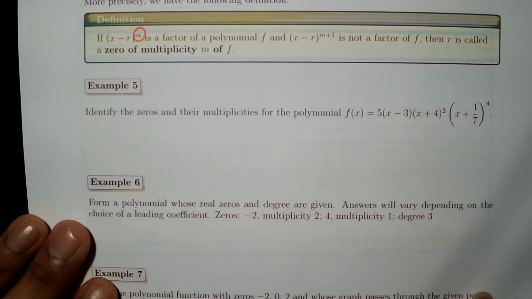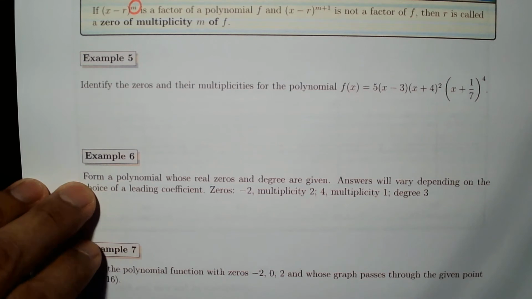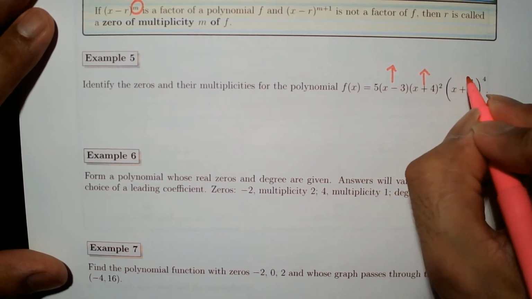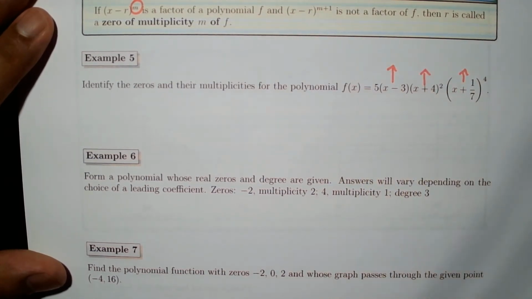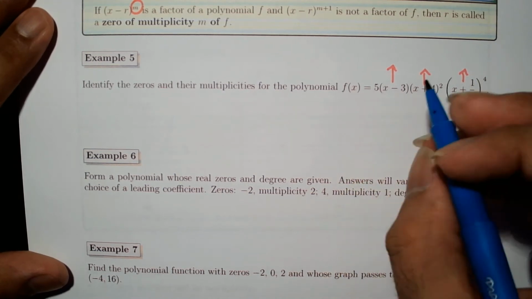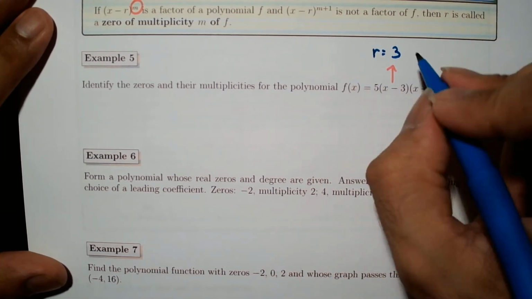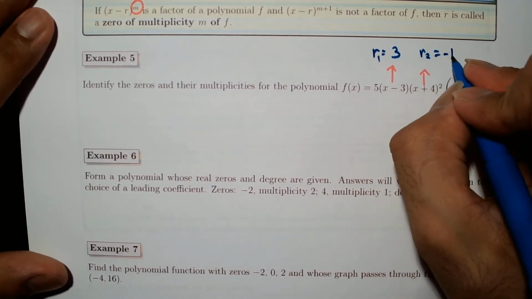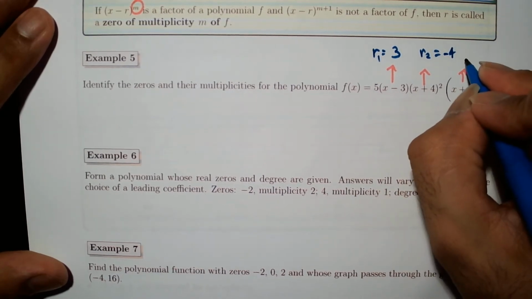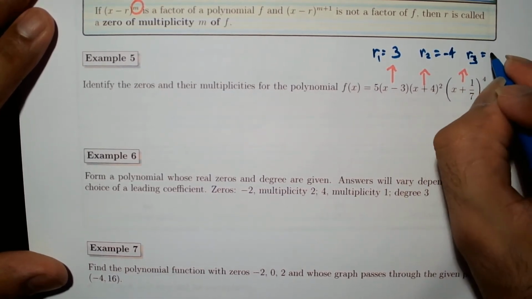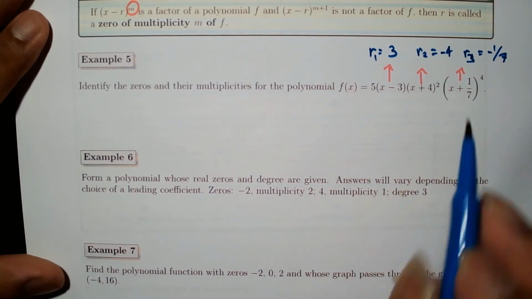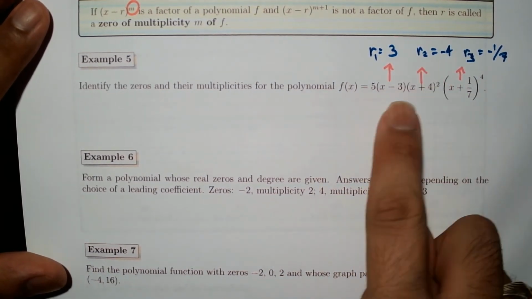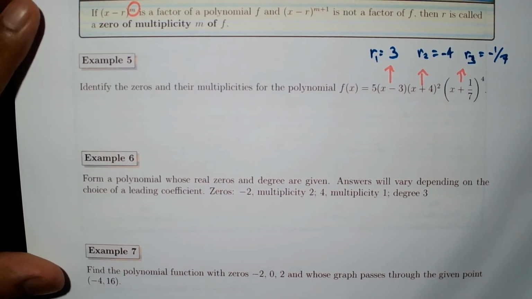Alright, let's do an example. Identify the zeros and their multiplicities. So in this case, we are going to have the following. Keep in mind that x minus 3 will have r1 equals 3. X plus 4 will have r2 of negative 4, and x plus 1/7 will have r3 of negative 1/7. Okay, so we change the sign of these values when we state the zeros, and we change the sign of the number when we write it in factor form.